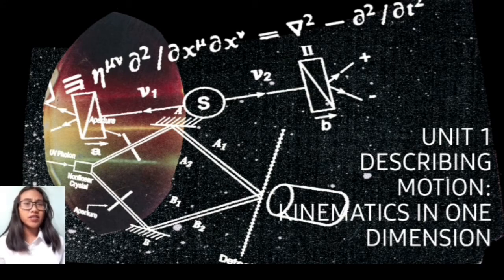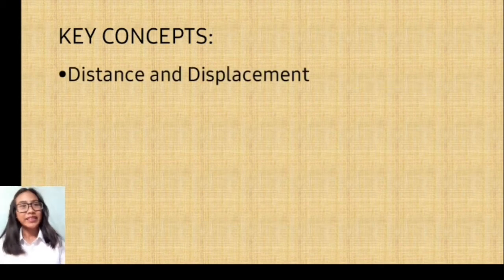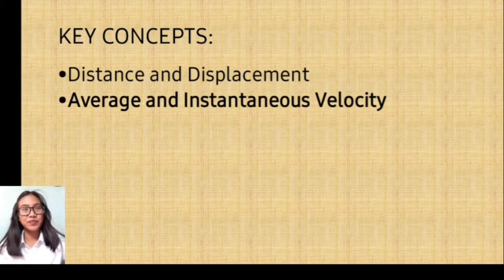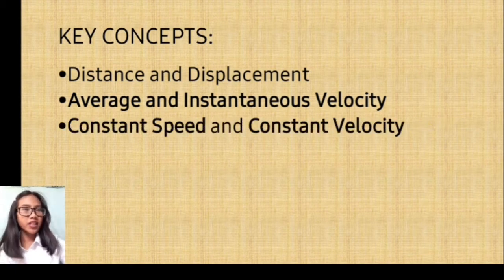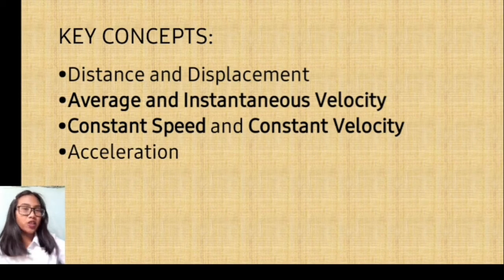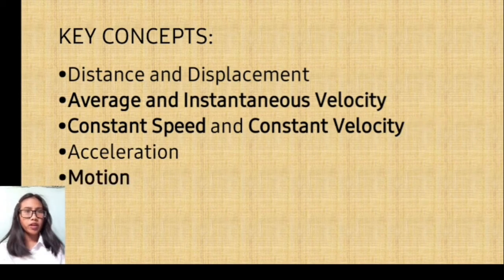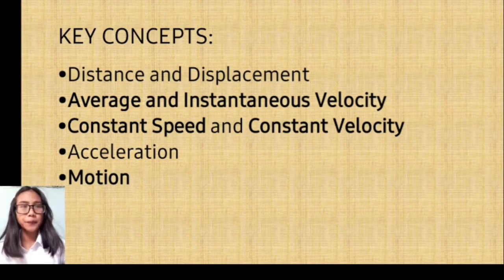So, I know that some of you are already familiar with this topic because in this unit, we are going to talk about the distance and displacement, average and instantaneous velocity, constant speed and constant velocity, acceleration, and especially the motion. So, let us first know what is the difference between distance and displacement.